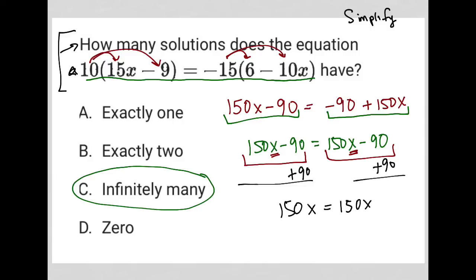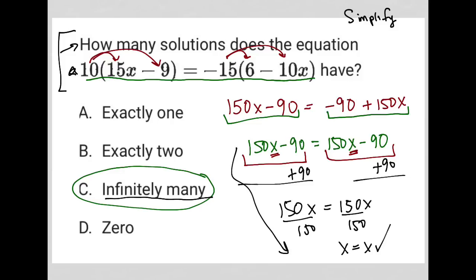And then, of course, there's a lot of things I could do here. I could divide by 150 on both sides, for instance, and I get x equals x. When is x equal to x? Well, all of the time, right? Every single time, infinitely many times. So there's more math you could possibly do to maybe make you feel better about choosing infinitely many.